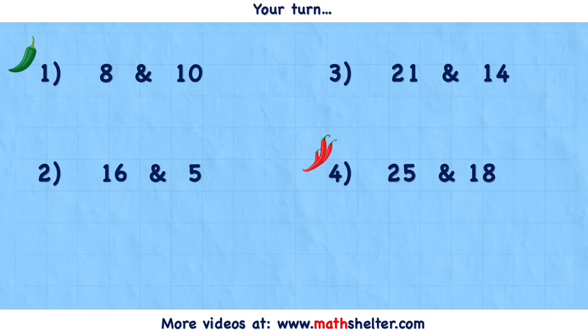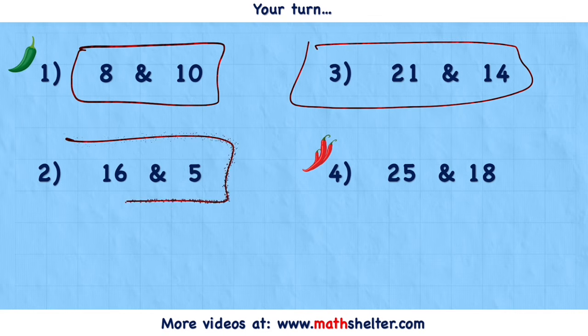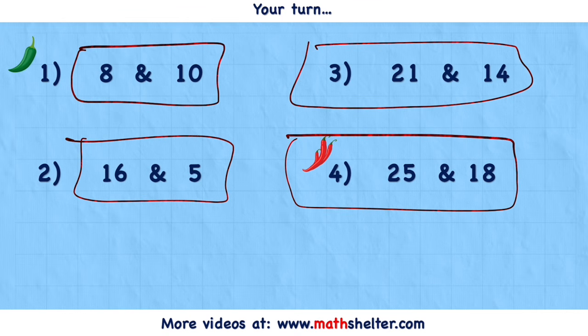So now it's your turn. Try and find the highest common factors of these sets of numbers. I have 4 challenges for you, and I have to say, the red chili challenge, question 4, is pretty challenging. So press pause on the video now, good luck.